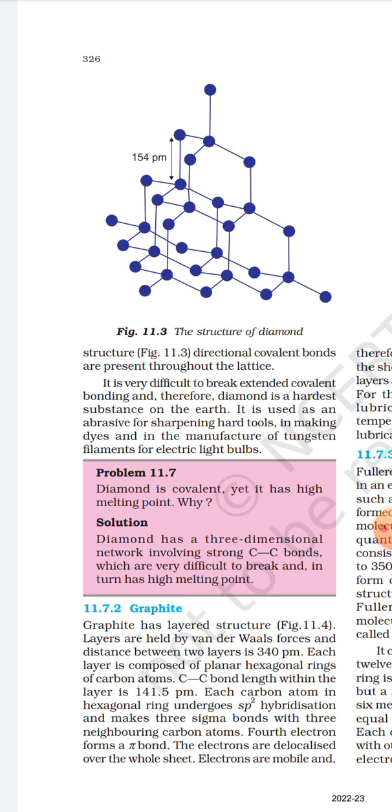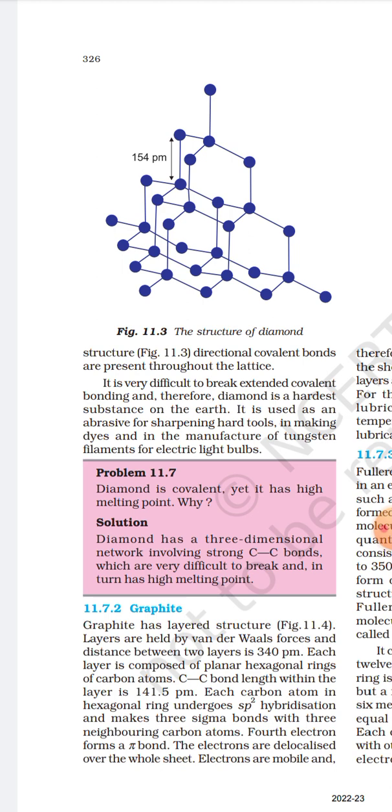Graphite. Graphite has a layered structure. Layers are held by van der Waals forces, and the distance between two layers is 340 picometer. Each layer is composed of planar hexagonal rings of carbon atoms. The carbon-carbon bond length within the layer is 141.5 picometer.